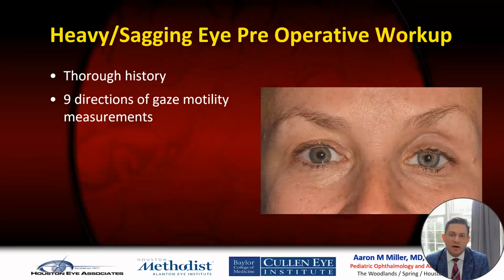Looking at the 9 directions of gaze and motility measurements. In this example, if we look at this patient, there's a small esotropia, maybe a little vertical strabismus, but I'd sort of challenge you, look and what do you see? What's different about this patient? If you look carefully, you can notice that it's the superior sulcus, that left eye, the superior sulcus.